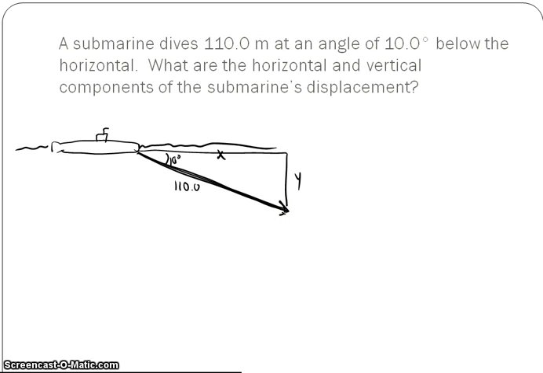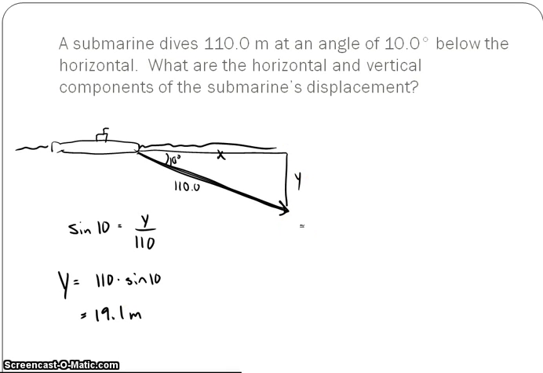Now this is one where I'm splitting the vector up, so I'm going to find my y and my x. My y is the side opposite my angle. So the sine of 10 is equal to y over my hypotenuse of 110, or y is equal to 110 times sine of 10 degrees. On my calculator, sine of 10 times 110 comes out to 19.1. So I drop 19.1 meters.